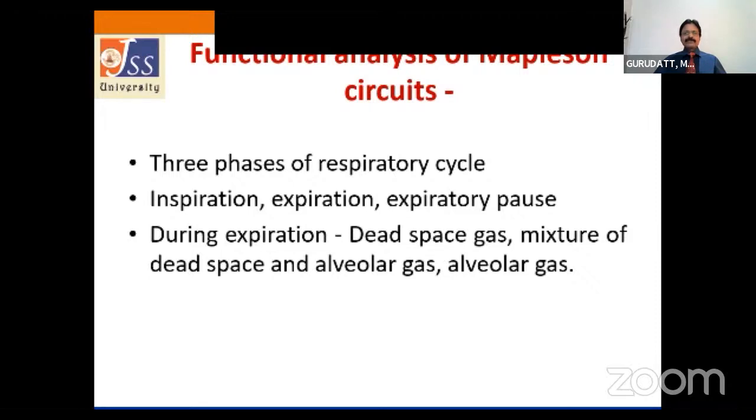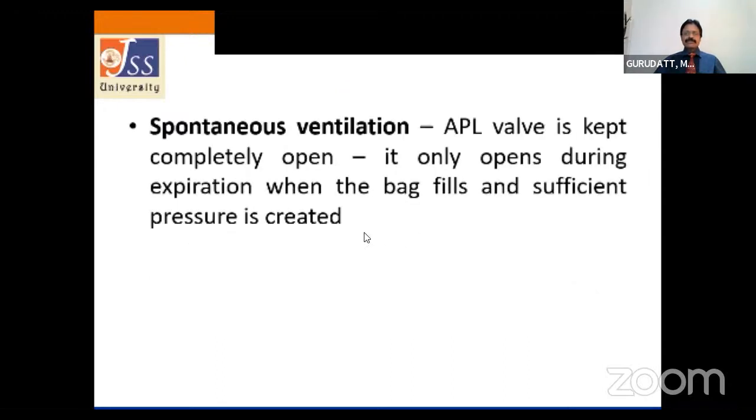Another thing which we should always remember when we talk about the functional analysis is what kind of breathing the patient is on, whether he is on spontaneous breathing or on controlled ventilation. In spontaneous ventilation, you should always remember that the APL valve has to be completely kept open. And also remember that it only opens during expiration and it will always be closed during inspiration.